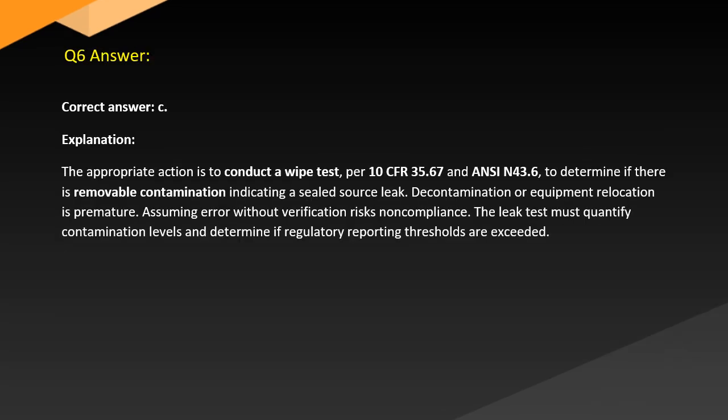Answer. Correct answer: C. Explanation. The appropriate action is to conduct a wipe test per 10 CFR 35.67 and ANSI N.6 to determine if there is removable contamination indicating a sealed source leak. Decontamination or equipment relocation is premature. Assuming error without verification risks non-compliance. The leak test must quantify contamination levels and determine if regulatory reporting thresholds are exceeded.